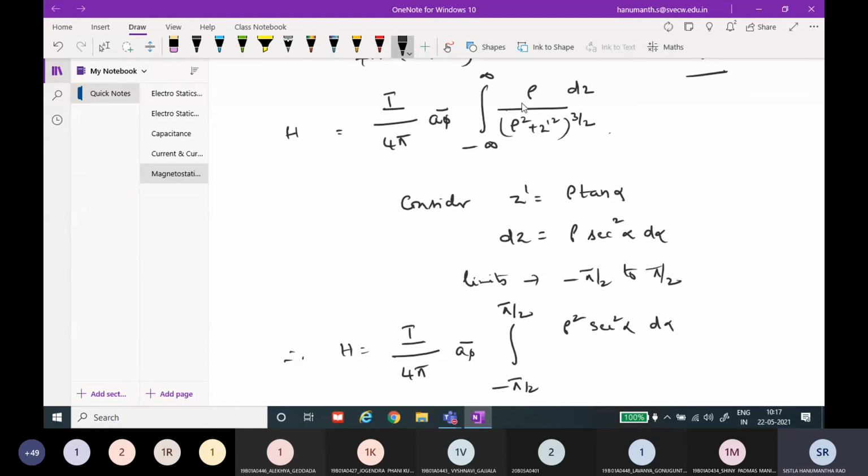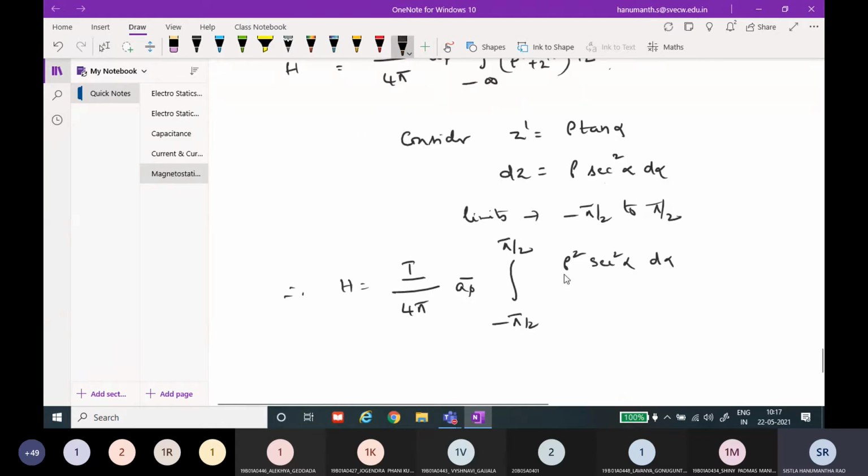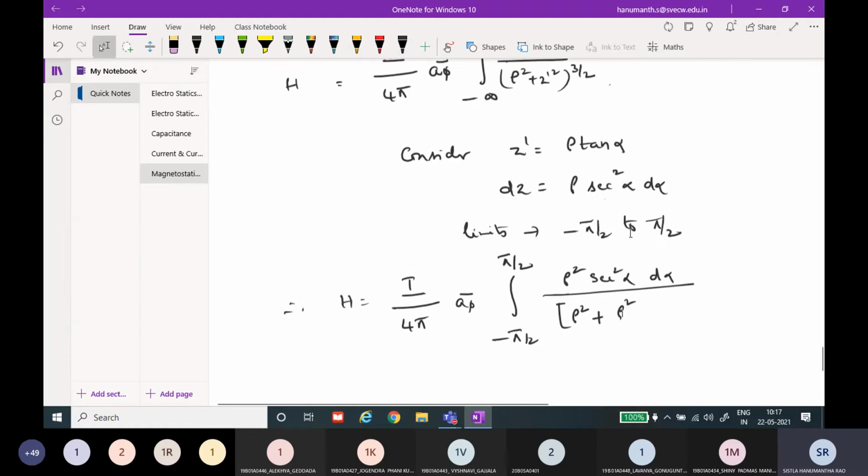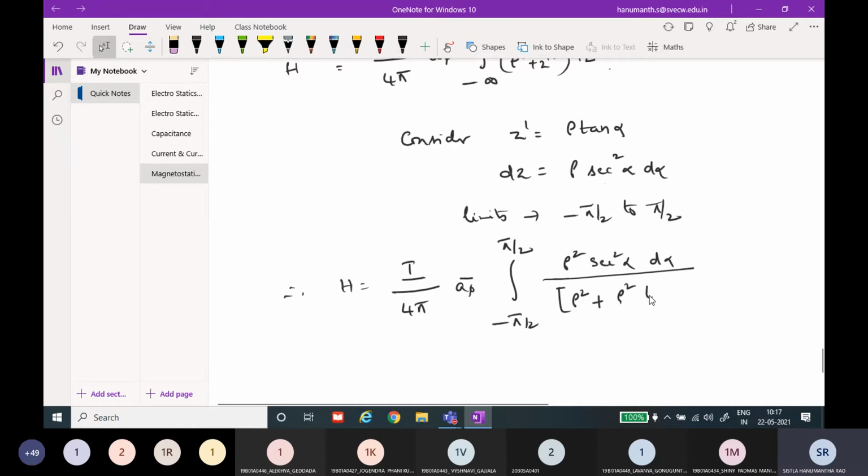Are you following my point? Originally here rho is there, and dz is represented as rho secant square alpha d alpha divided by rho square plus z prime square. Z prime is rho tan alpha, so rho square tan square alpha, whole power 3 by 2.